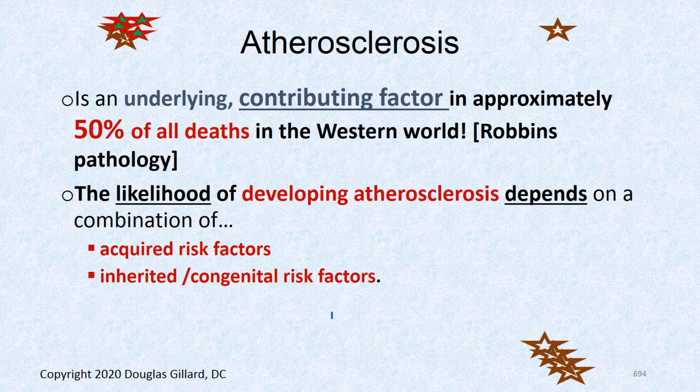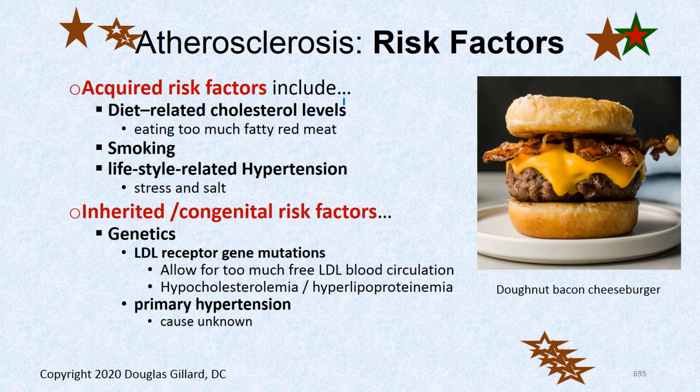It is the underlying contributing factor in about 50% of deaths in the Western world. It's a killer. It's a slow killer, though. The likelihood of developing atherosclerosis depends on a combination of inherited genetic risk factors and acquired risk factors. Let's look at some of these acquired risk factors.